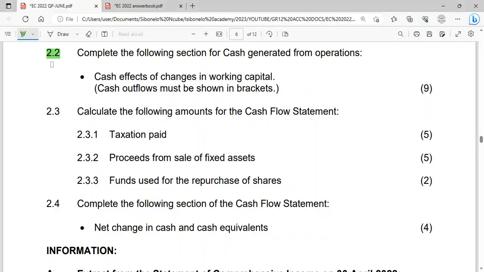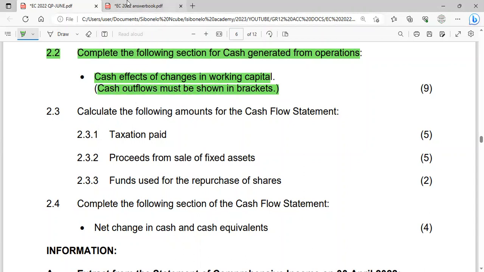Question 2.2, we are required to complete the following section for cash generated from operations: cash effect of changes in working capital. We are told that cash outflows must be shown in brackets. So guys, we are required to prepare the section that is found under the cash generated note. Here we are not preparing the entire cash generated note, but only the section of changes in working capital.